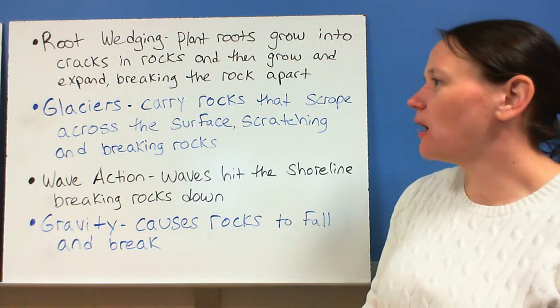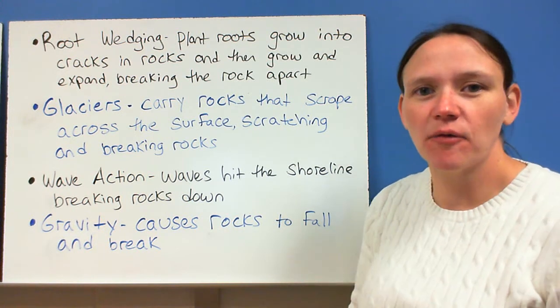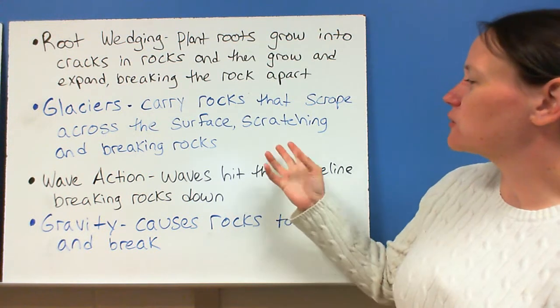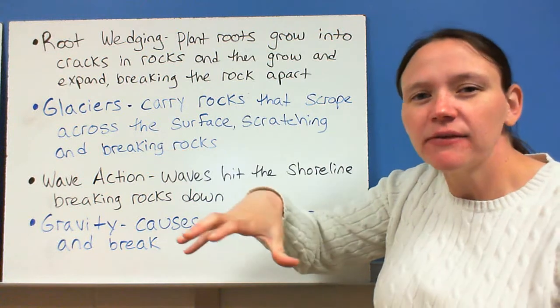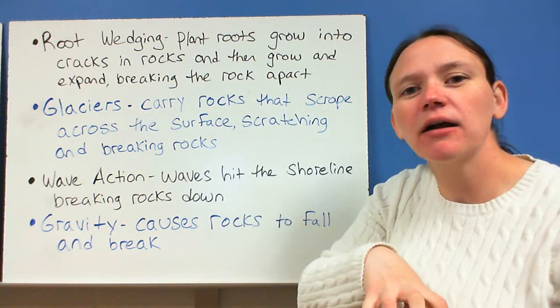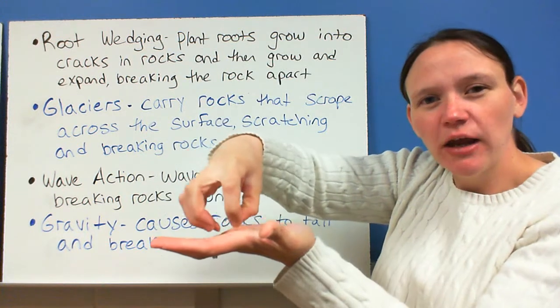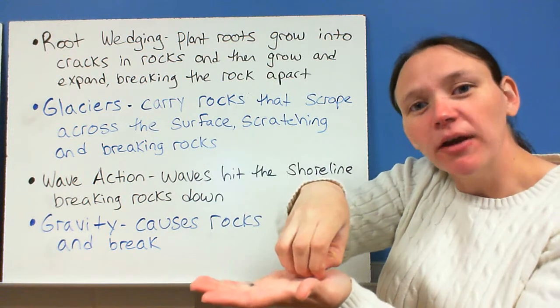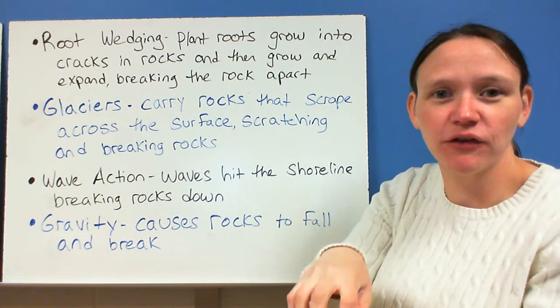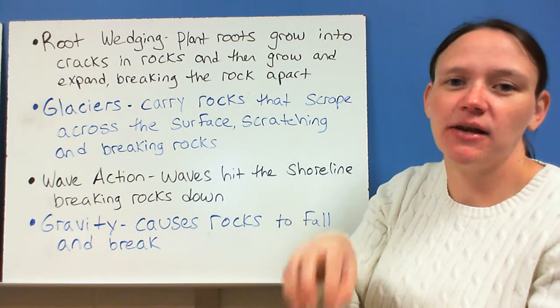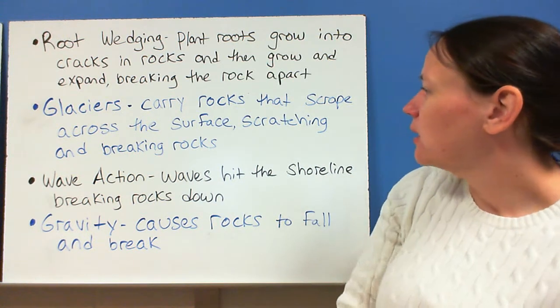Glaciers are another thing that can break down rock. As they're moving across the landscape, they will pick up pieces of other rock, and they get stuck to the bottom. And as they do that, they just scrape across the surface, and that scraping is changing and weathering the surface of the bedrock, and it will break it down.